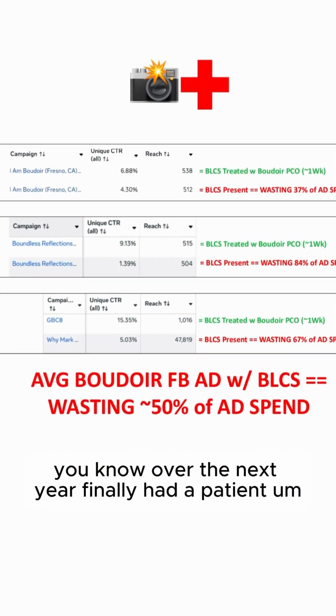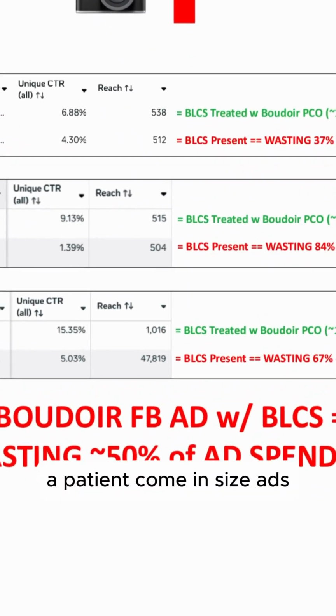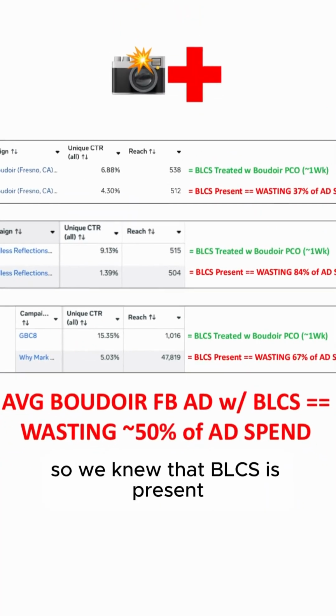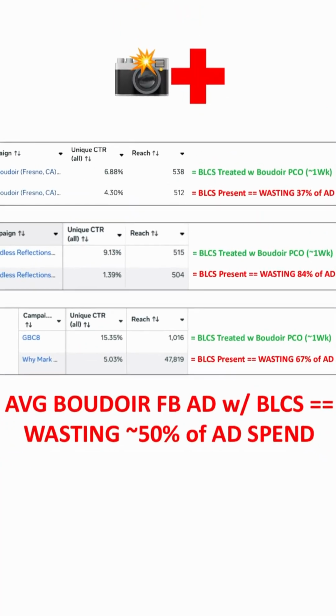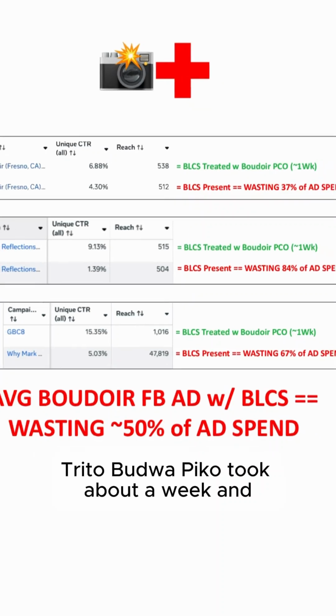Finally, I had a patient come in, saw his Boudoir Facebook ad at 5.03% unique CTR. So we knew that BLCS is present. So we duplicated it, and did a lot of work on this one. Treated with Boudoir Pico, took about a week.